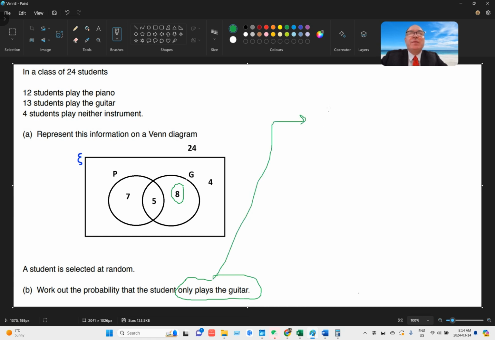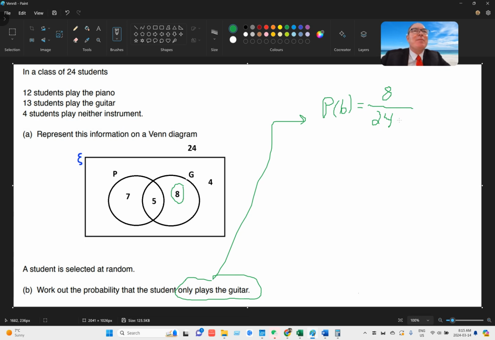I'm just going to put B for problem B here. The probability is equal to, remember, on the bottom we have the total, 24. On the top we have the number that we're looking at, 8. We have 8 people who only play the guitar. Okay, that's kind of our answer. Yes, it is our answer and it's right. I'm confident about that, but we can fix that up a little bit.